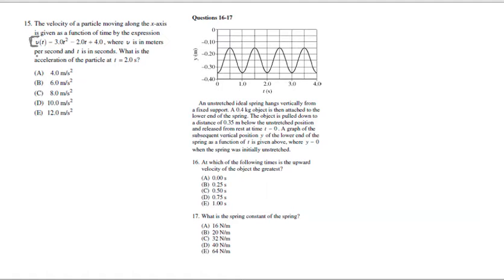This is your function. Okay, the velocity of a particle moving along the x-axis is given as a function of time, velocity as a function of time. That's your function, where v is in meters per second. Okay, what is the acceleration of the particle at time t?